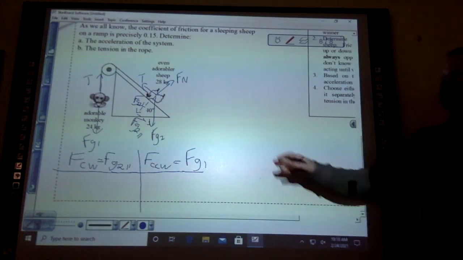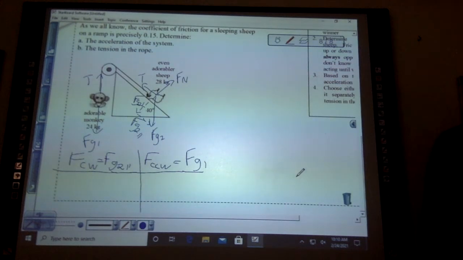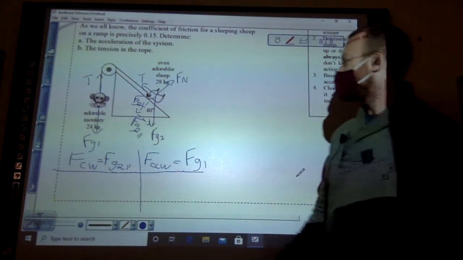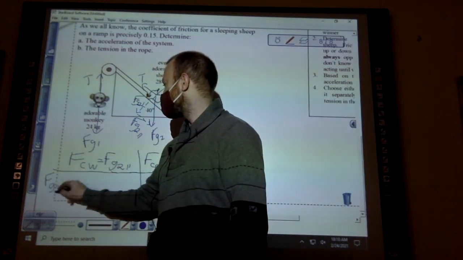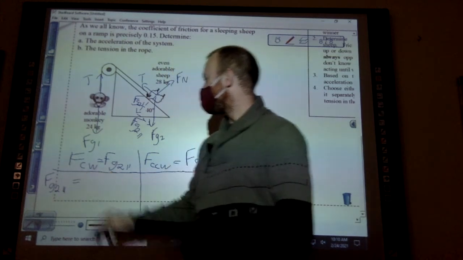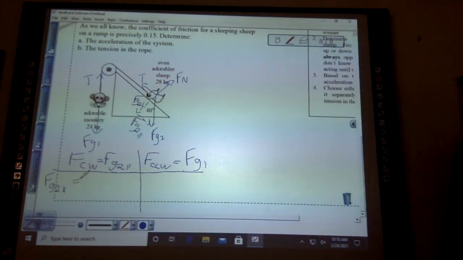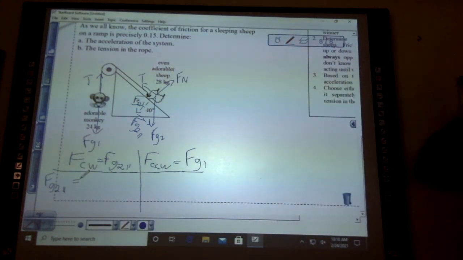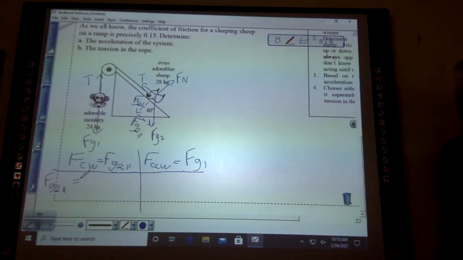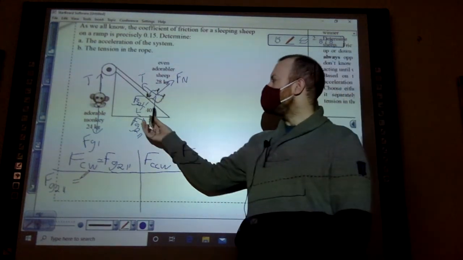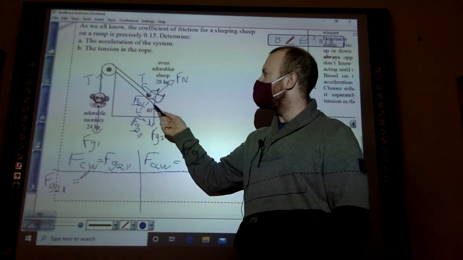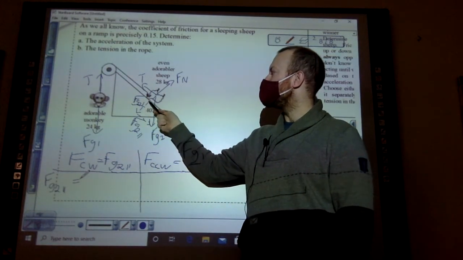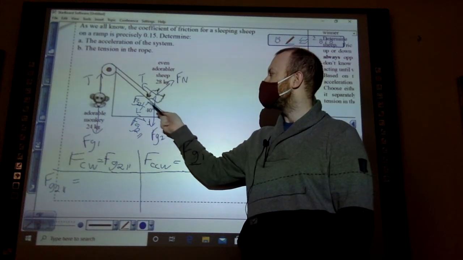So let's calculate these. So FG2 parallel, we can solve that. FG1, we can solve that just like we did before. So with this, again, you're dealing with your triangle. We need to figure this out. Remember, again, the angle here that you're given for the slope is always beside the perpendicular component. So here's the perpendicular. It goes here.